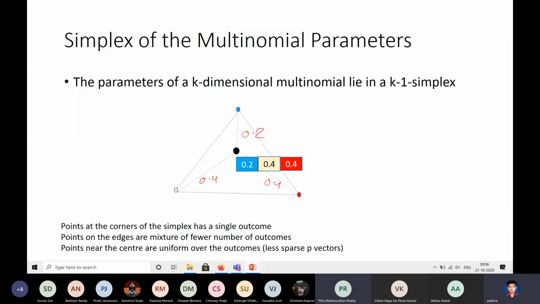Any point inside this triangle is represented by a vector like 0.2, 0.4, 0.4, which gives the distances from the corners of the triangle. And each such point represents one particular multinoulli distribution. So all possible three-dimensional multinoulli distributions in our simplex representation would lie inside this triangle. Alternately, every point inside this simplex is a multinoulli distribution.